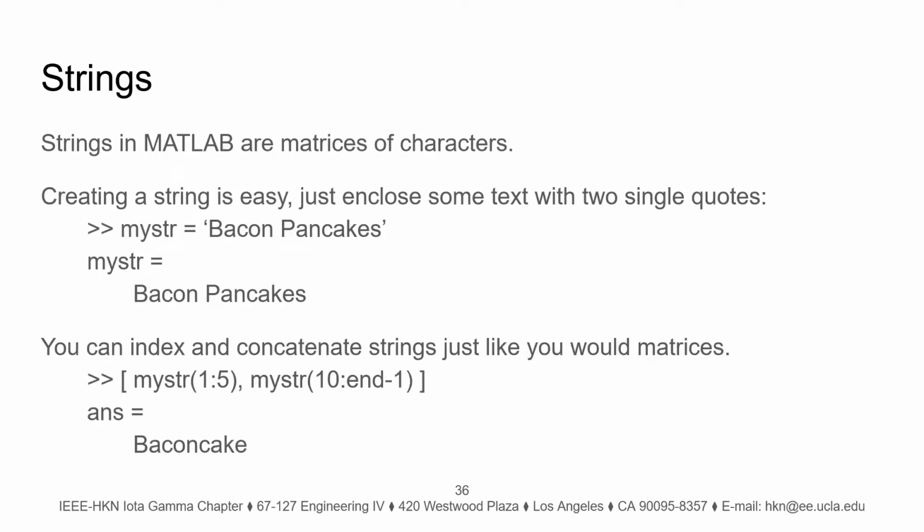Now we're going to go on to strings. Strings in MATLAB are basically matrices of characters. Recall, everything in MATLAB is a matrix. Creating a string is easy. Just enclose some text with two single quotes. Here, my string equals, quote, bacon pancakes. So now my string is bacon pancakes.